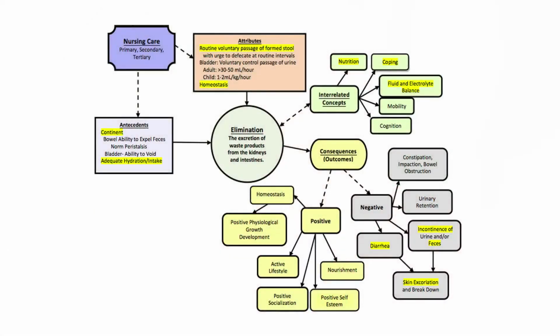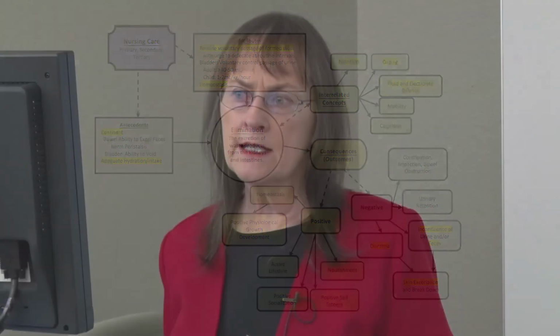It also helps you to look at, when you're looking at the diagram and you see the antecedents, that tells you what must be in place. That's your A and P. So when you're looking and reading in a textbook, you can open and say, what makes elimination good? What makes it well? And this would give you your guidance on your analysis diagram. And what do I need to assess?